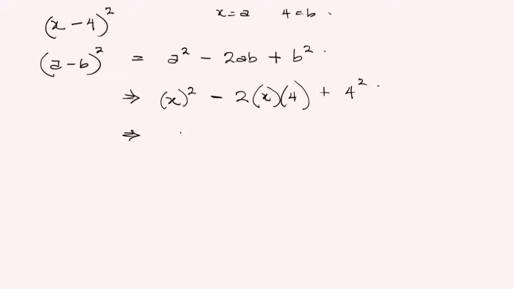And this is going to be equal to x squared. 2 multiplied by x is 2x, multiplied by 4 is equal to minus 8x plus 16. And that is our answer without going through the long process.